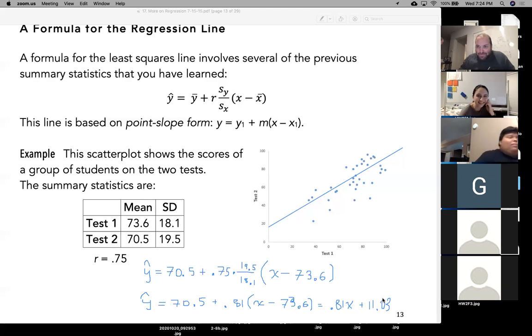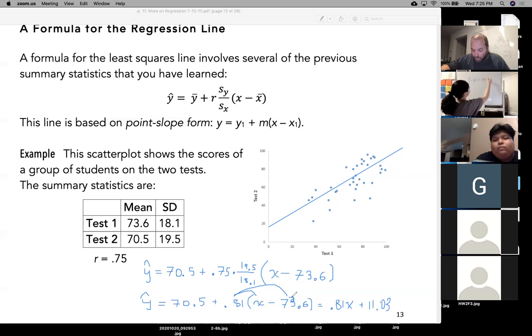Professor, that answer, the 0.81x plus 11.03. What did you do with the 70.5? Did you add it to the 0.81? No. I distributed 0.81 times x, and then 0.81 times negative 73.6. I can't do anything with 0.81x because it's not like terms with the others, but these I added together. 70.5 plus 0.81 times negative 73.6. Those I added together, and that gave me 11.03.